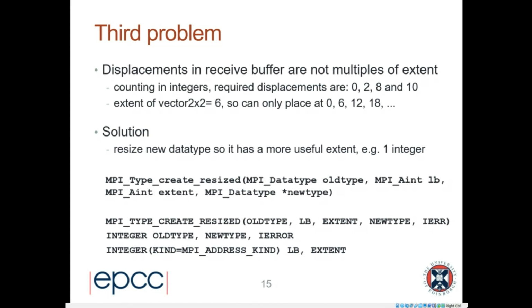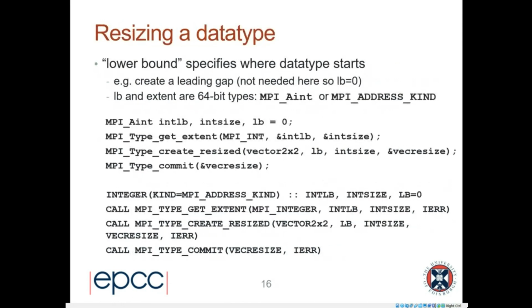And I did debate whether to give this lecture. I appreciate it's very technical, but it is very useful because it allows you to exploit collective routines in real situations. So we resize. The lower bound specifies where the data type starts. We can create a leading gap, but we don't need that. We're happy with LB equals 0. And these are technically 64-bit types, which is rather nasty. But the way I'm going to do it is I declare MPI Aint lower bound, size, and LB all 0.